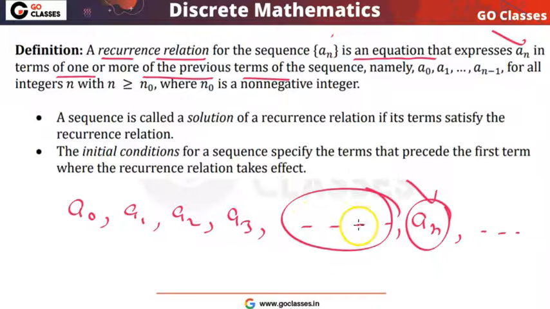This an will be represented in terms of one or more of the previous terms. That is called a recurrence relation. Remember, a recurrence relation is just a way of representing an in terms of a few of the previous terms.